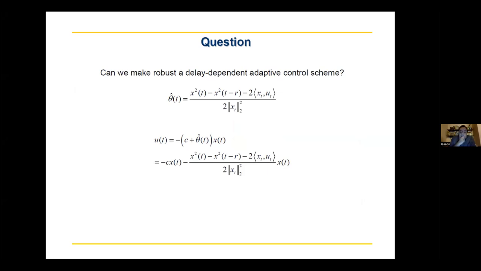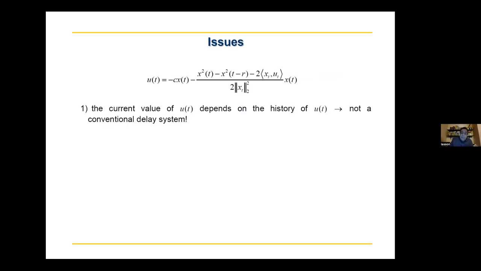Okay, so let us take for the parameter estimate the exact parameter estimate, which is exact when the disturbance is absent. It is not exact when the disturbance is present. Let us now use a certainty equivalence version of the controller, and we get this controller. And we can start seeing some major issues arising here. What are these issues? Well, first of all, we can see that U of t depends on the history of U. So U is not an input anymore. U will become a state for the closed loop system.